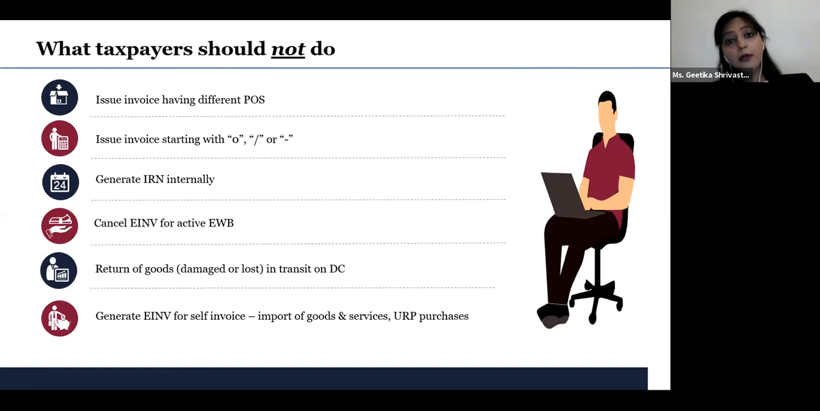There is no need for any business to generate an IRN on a self-invoice. There is a lot of confusion going around that it's an invoice which we have to generate and report. The government has clarified in their FAQs that for the import of goods and services and URP purchases, there is no need for you to generate the invoice. So while you are upgrading your ERP systems and integrating all the data, keep in mind that self-invoice is to be kept out of the invoicing requirement.